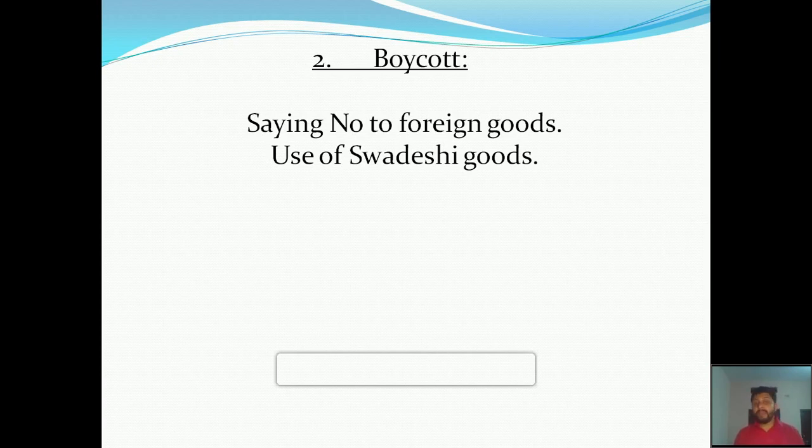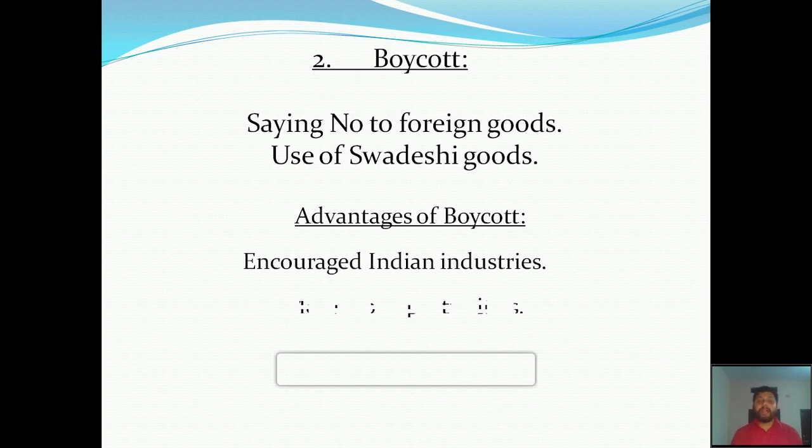So that's why if one is existing, the other also will be there. If the other is existing, the first will not be there. So that's why it can be said to be two sides of the same coin. If Swadeshi is there, definitely boycott also will be there. If boycott is there, definitely we will say no to foreign goods. So saying no to foreign goods, at the same time use of Swadeshi goods. And again, what were the different advantages of boycott?